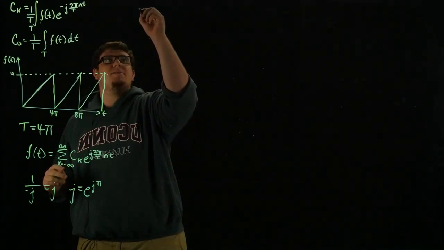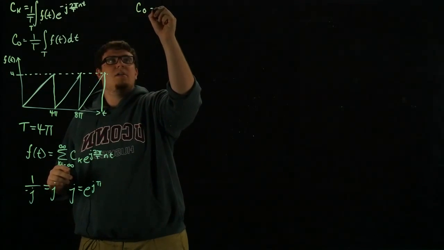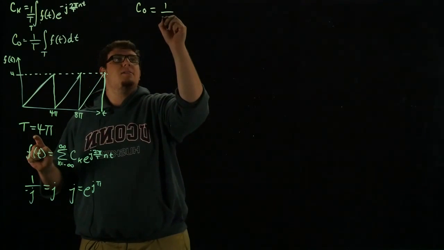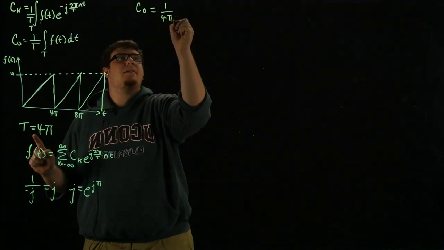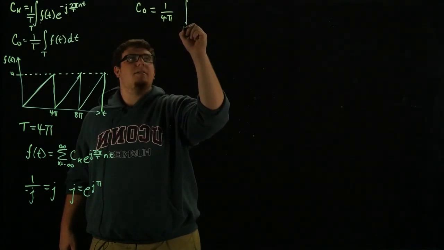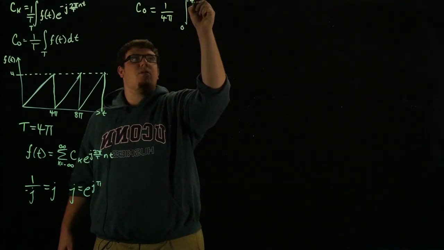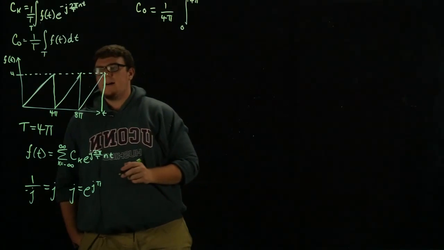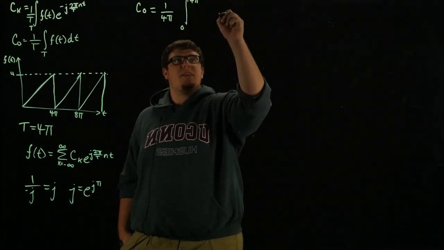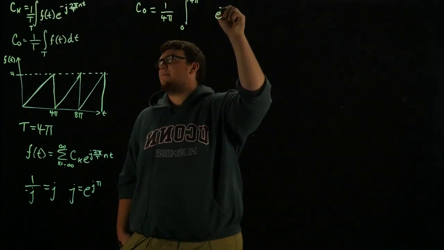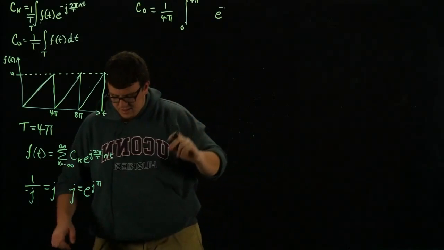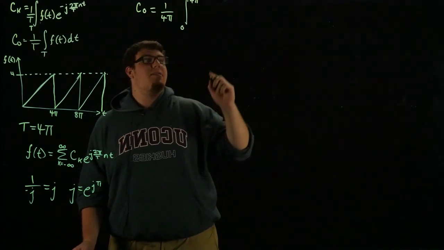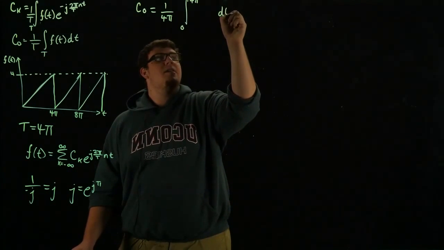So we're going to take C0 equal to 1 over the period, which here is 4 pi. So we're doing 1 over 4 pi, the integral from 0 to 4 pi, because it's the integral over one period, of f of t times e to the minus, but that exponent is going to be 0. Apologies, this one does not have anything on it. You're just integrating the function dt.